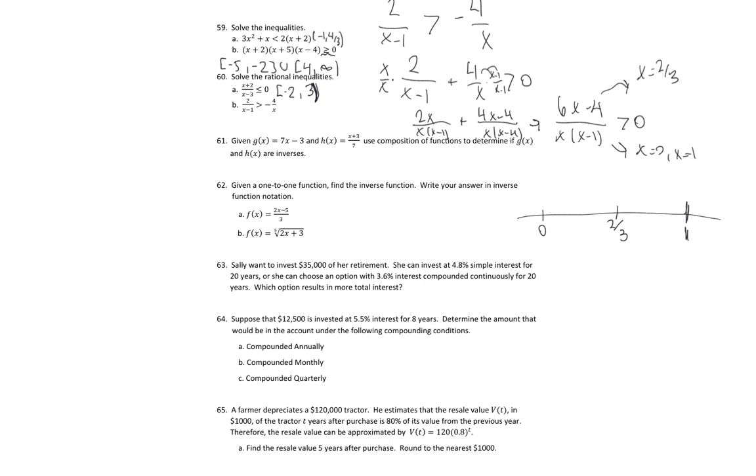If I try something less than 0, like negative 1, well, 6 times minus 1 minus 4 over negative 1 times minus 1 minus 1. That's negative 6 minus 4 over negative 1 times negative 2, which is negative 10 over 2. That is not greater than 0, so that's not going to work.